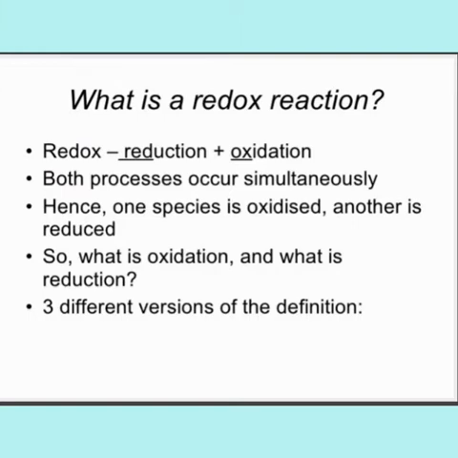First question which arises in our mind is, what is a redox reaction? Redox is a combination of two reactions, reduction and oxidation. Both the processes occur simultaneously. Hence, in a reaction, one of the substances gets oxidized and another gets reduced. So now the question arises, what is oxidation and what is reduction? There are three different versions of this definition. We'll understand them one by one.